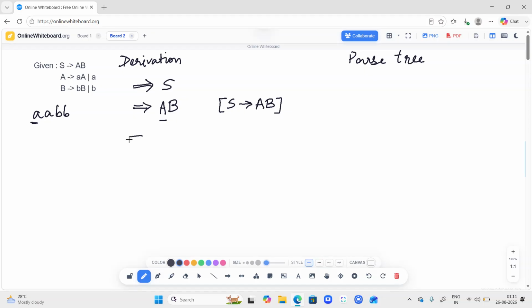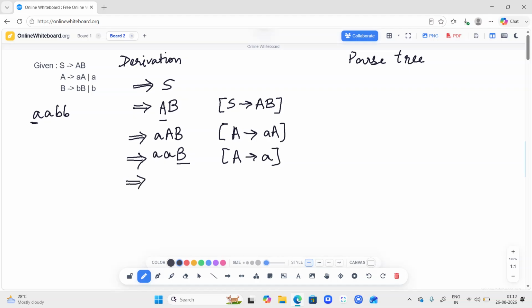Next, I want a string that begins with A. So have a look at the productions of A. Which is the production that will give you two A's? If I select a single A, I will not be able to generate two A's. So I select the other production rule and keep this B as it is. Using the production rule, A derives AA. Next, I want one more A, so AA and B. This time I have used the production rule, A derives A.